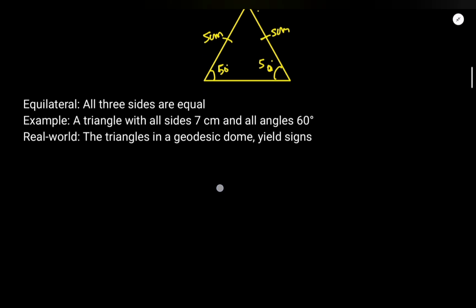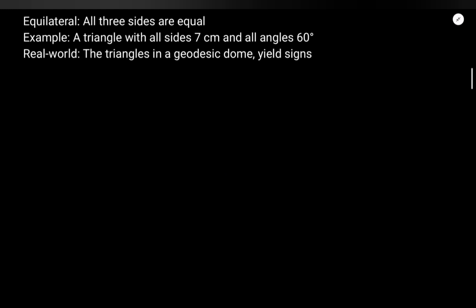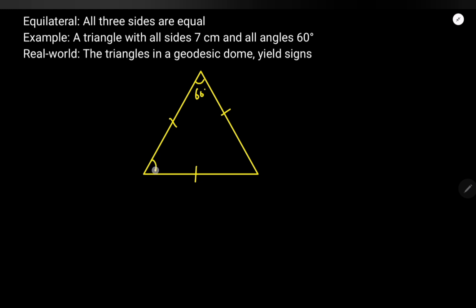After this we have the equilateral triangle. An equilateral triangle is what? When all the sides are equal. This is the most important triangle. You usually get many questions on this triangle. In this triangle, all the sides are equal, and when all the sides are equal, all the angles are also equal. 60, 60 and 60. All the sides and all the angles are equal.